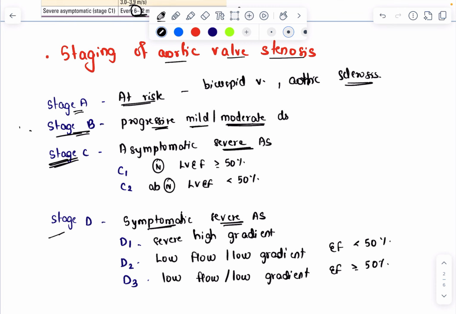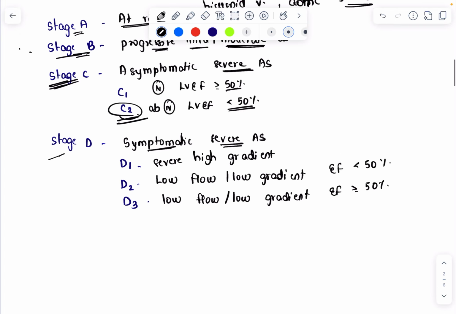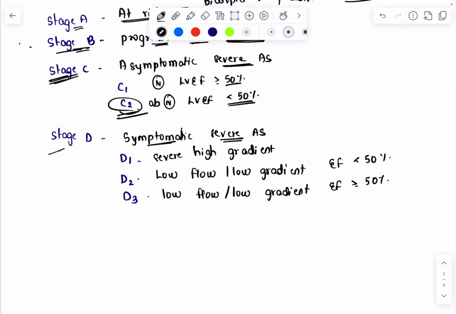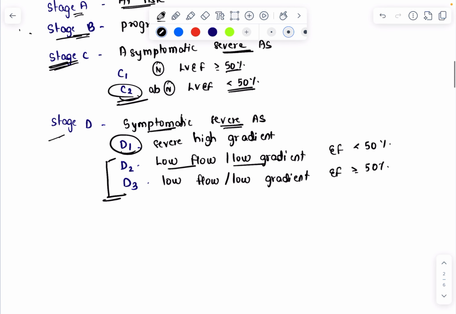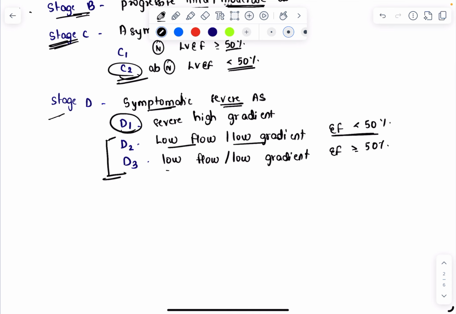And stage C is further divided into C1 and C2. If the ejection fraction is more than 50%, then it is stage C1. And if the ejection fraction is less than 50%, then it is stage C2. And in stage D, if the gradient is high, then it is known as D1. And if the gradient is low, it is classified further into D2 and D3. D2 is known as low flow and low gradient, and here the ejection fraction is less than 50%. And stage D3 is also known as low flow and low gradient, but here the ejection fraction is more than 50%.